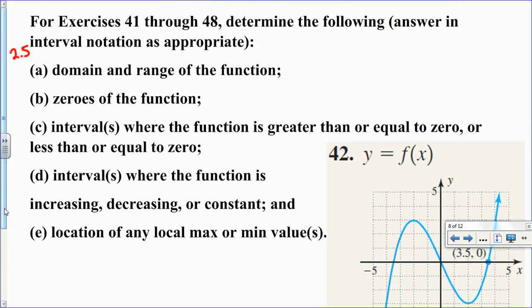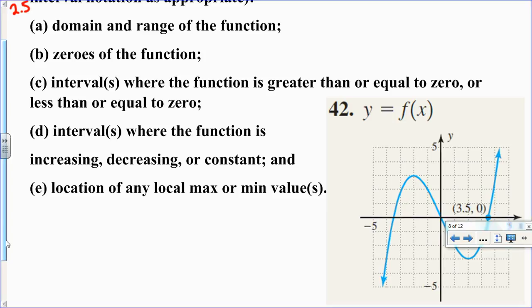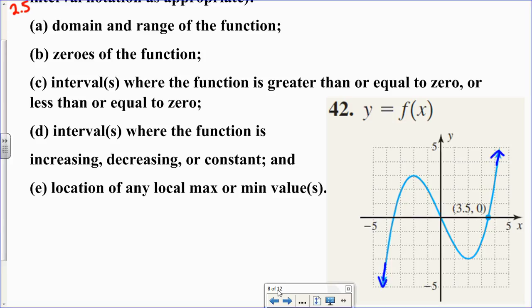So we want to find the following, and we'll answer in interval notation or as ordered pairs, just depending on what we're looking for. And the first thing it wants is the domain and range. So if you can't see in the back, we have arrows here. Okay, so domain and range is bounding our entire graph.